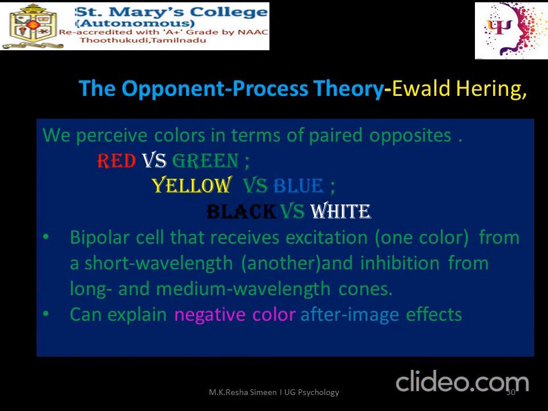The opponent process theory by Ewald Hering. We perceive colors in terms of paired opposites: red versus green, yellow versus blue, black versus white. A bipolar cell receives excitation from a short wavelength cone and inhibition from long and medium wavelength cones. It can explain the negative color afterimage effect.